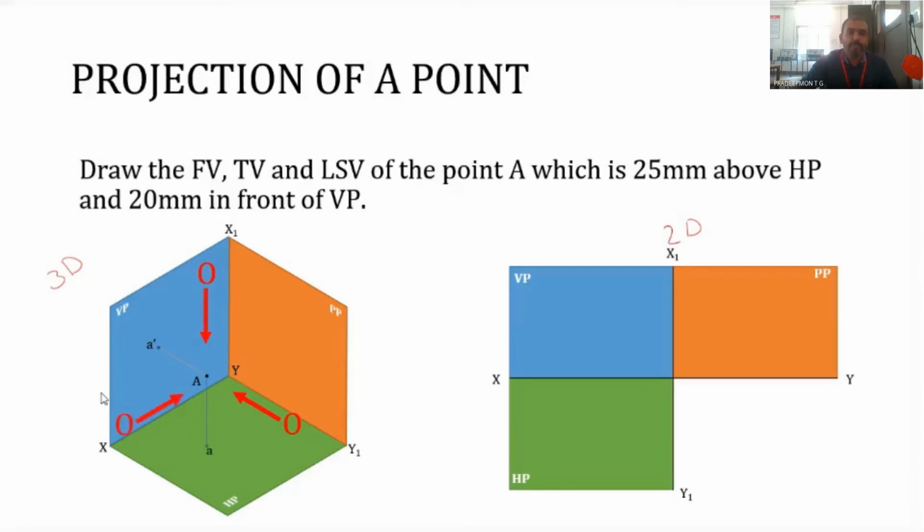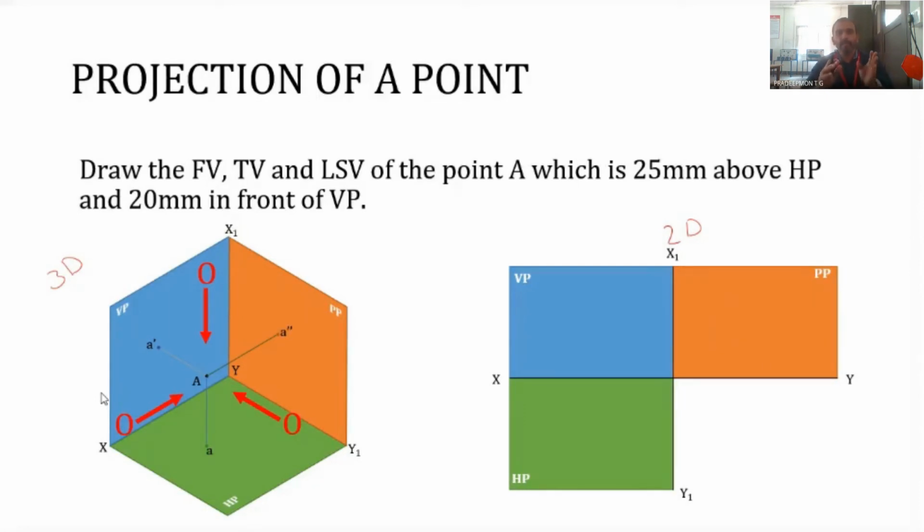Now, in order to get the left side view, we move to the left and then look from there. Look from there, and then we obtain the left side view on the profile plane, A double dash. Now, these are the three views: A dash, A, and A double dash.